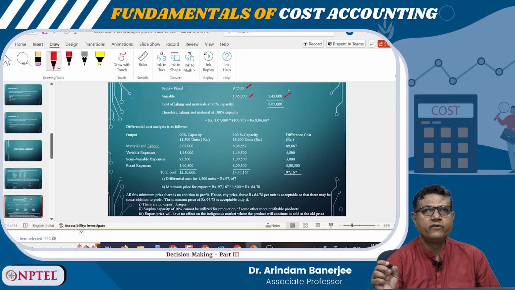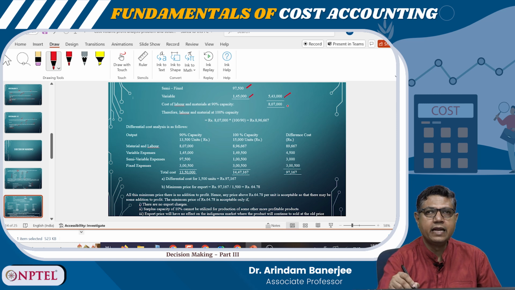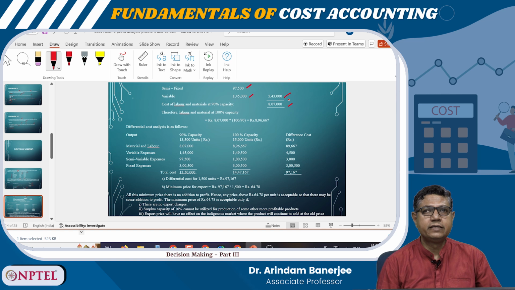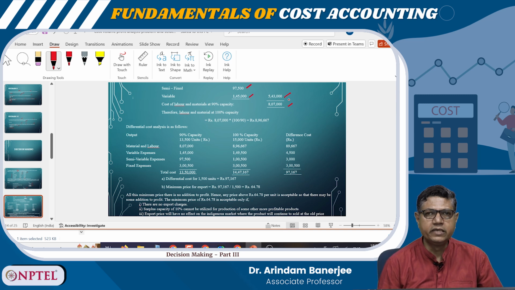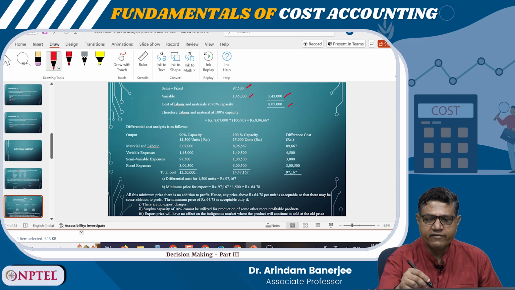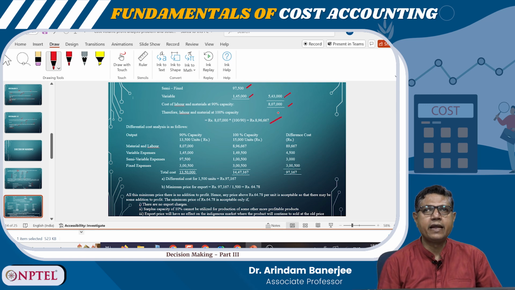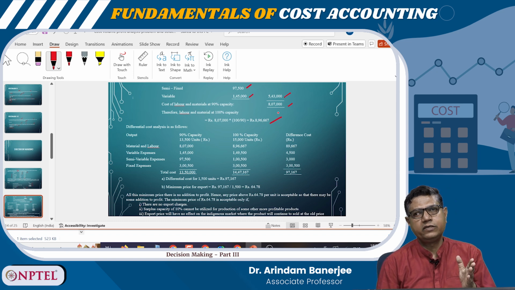So, the cost of labor and material at 90 percent capacity is 8,07,000. Therefore, the labor and material at 100% capacity will be 8,07,000 into 100 by 90. So, it will be rupees 8,96,667. So, we calculated the cost at 90%.